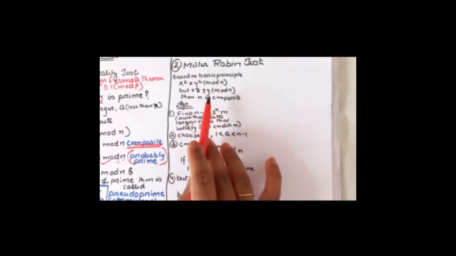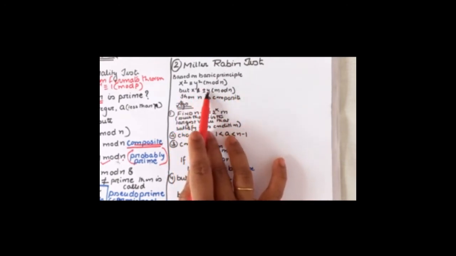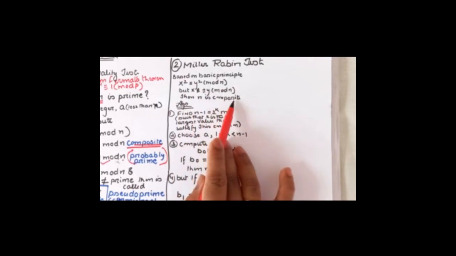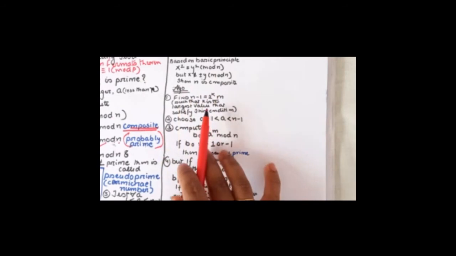Okay, so if this is the condition, that x is not congruent to y mod n, then you can say n is a composite number. Okay, this is the principle that we're going to use. We've already studied this principle in congruency. Please go to my lecture number 3 and understand the congruency properties to understand this principle. Okay, so we'll be moving ahead to understanding the algo of the Miller-Rabin test.